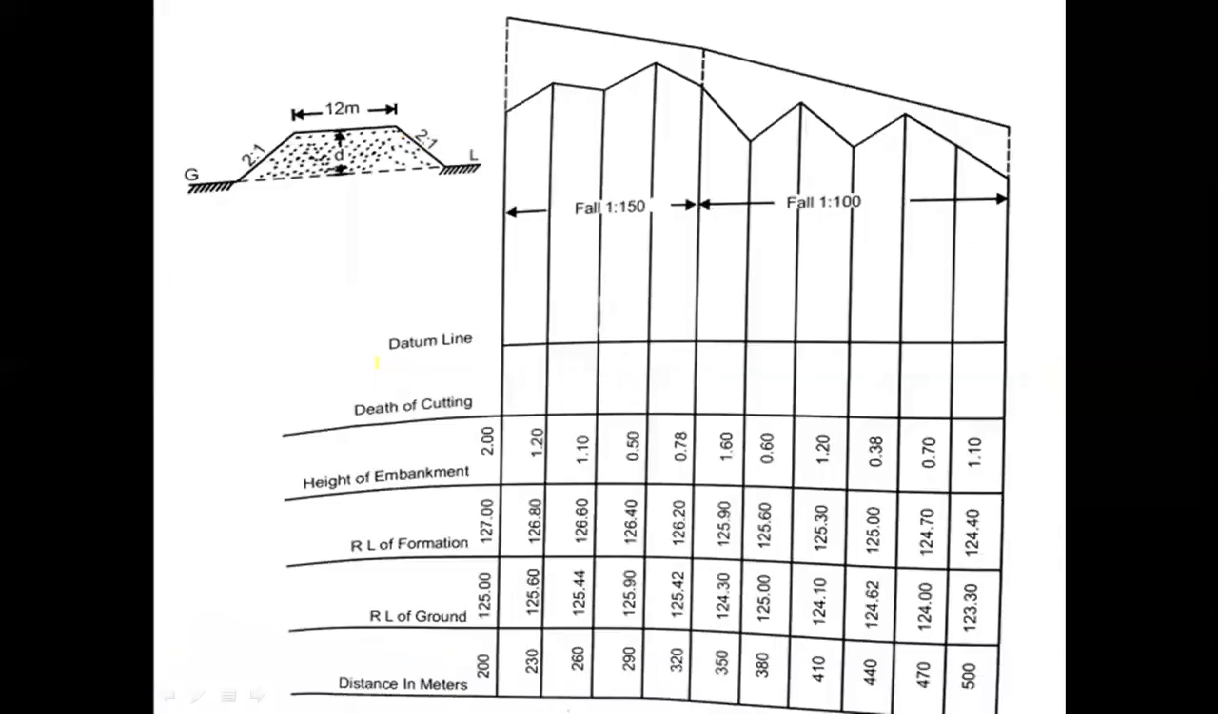So this is the longitudinal section. This is the table form: distance in meters, RL of the ground, RL of formation, height of the embankment, depth of cutting. Here we find the filling portion; there is no depth of cutting. It is the datum line, this is the y-axis, this is the x-axis. This is the formation line, and this is the RL of the ground levels.